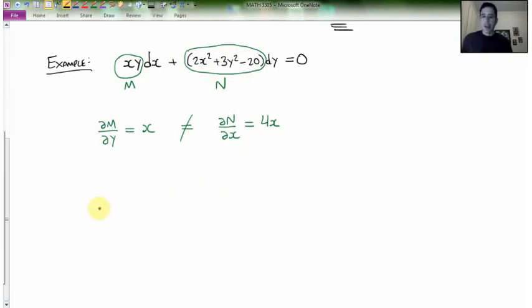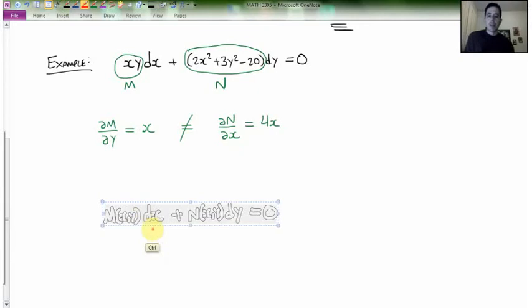So let's go back here to the general equation. So here we have M, right, and then dx, right? So that's the format. And here is the N, a function of x and y, dy. So if the mixed derivatives are not the same, then we need to multiply both sides of the equation.